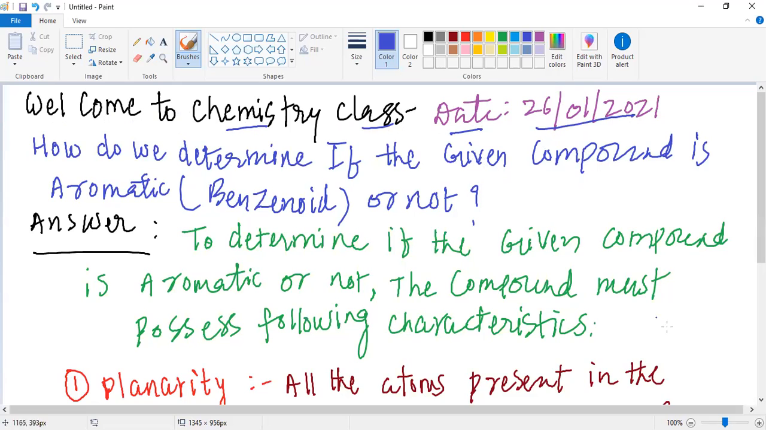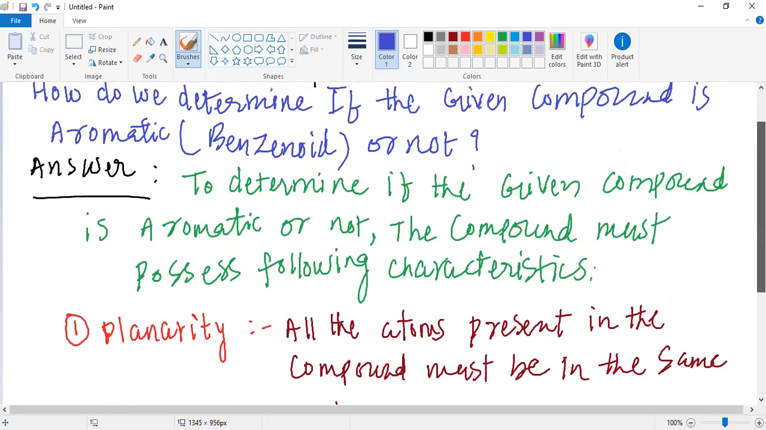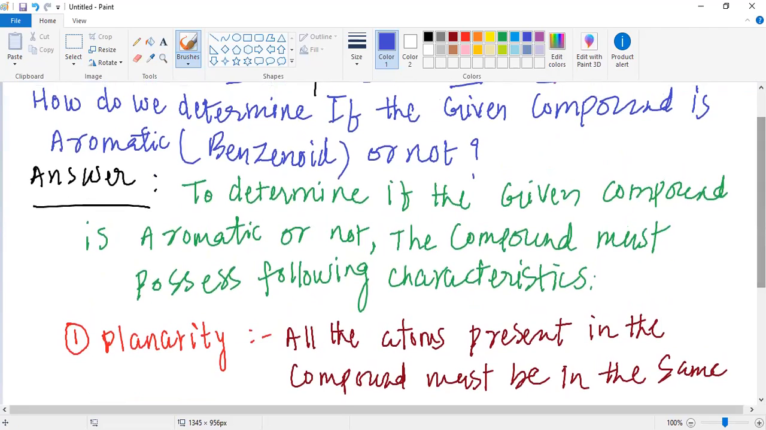In the last period, my dear students, we have studied the classification of organic compounds. At last we studied the cyclic compounds, whether they are benzenoid or non-benzenoid. So here the question arises: how do we determine whether the given compound is benzenoid or non-benzenoid, or whether it is aromatic or not?